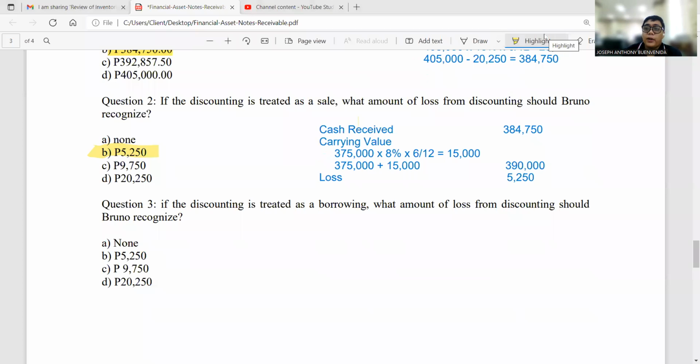Okay, so question number 3. If the discounting is treated as a borrowing, what amount of loss from discounting should Bruno recognize? The answer is none, right? If it is treated as borrowing, there is no need to recognize the loss, because the note receivable is maintained in your financial statements.